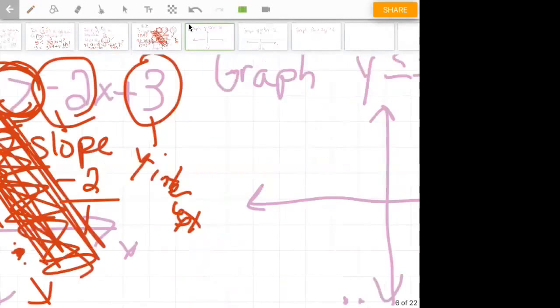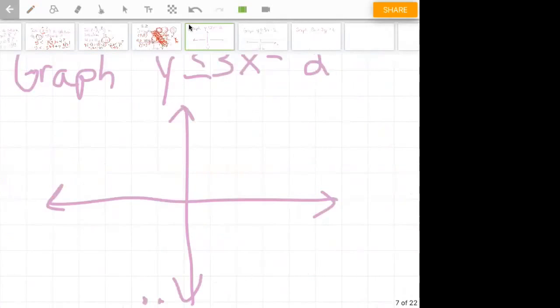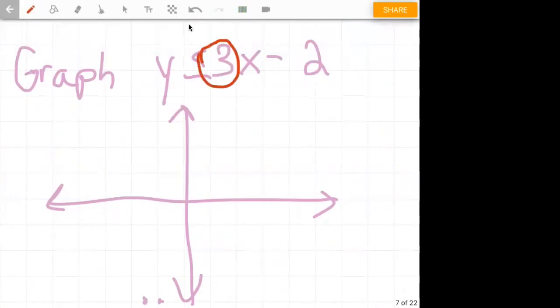All right, so let's do another one. Again, y is less than or equal to 3x minus 2. So we're going to use slope-intercept form. So our slope is 3. If we write that as a fraction, it's 3 over 1. And our y-intercept is negative 2 because it's a minus. So that's really the same as plus negative, so it's negative 2. So we're going to plot negative 2. And then our slope is 3 over 1.